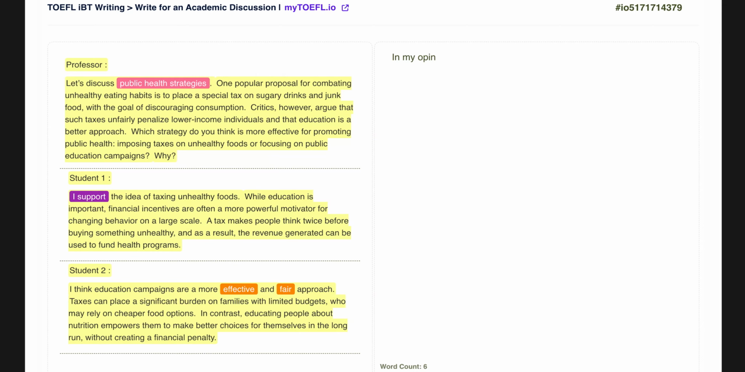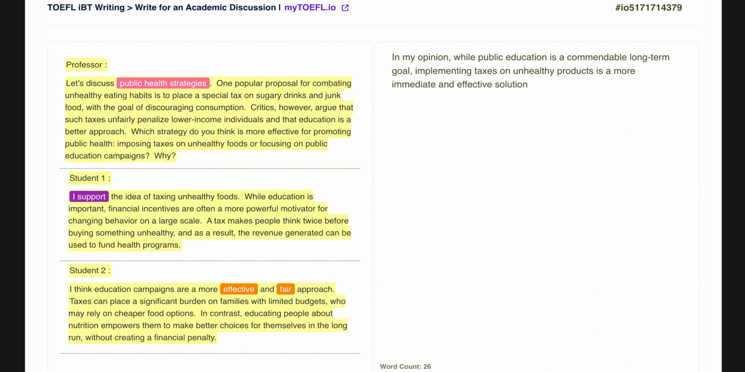We begin with, "in my opinion," because it immediately signals our stance to the professor, which is great for task fulfillment. Then, we write, "while public education is a commendable long-term goal," to show we've read student 2's point and understand its value. Next, we use "implementing taxes on unhealthy products is a more immediate and effective solution" to present our main argument clearly and firmly. Finally, we finish the sentence with "to the growing obesity crisis" to give our argument a specific, real-world context, which strengthens our logical development.